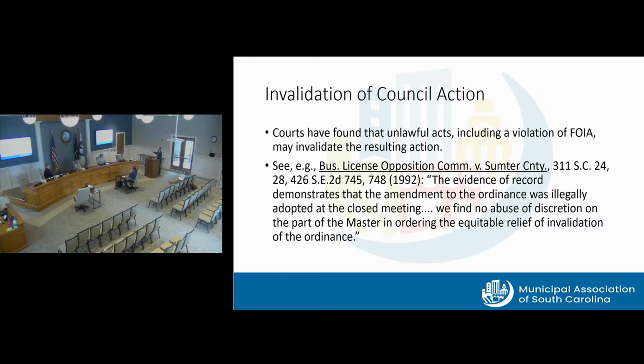So let's say that you had that unnoticed meeting, you discussed a matter, subsequent to that meeting, you took legal action on the matter. The court does have the injunctive authority to say that ordinance, that resolution, that vote of council is invalid, doesn't exist. So something that we worry about a good bit. I think that what you'd find is that remedy would be used when there's been an intentional violation.